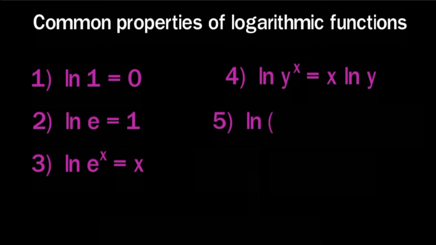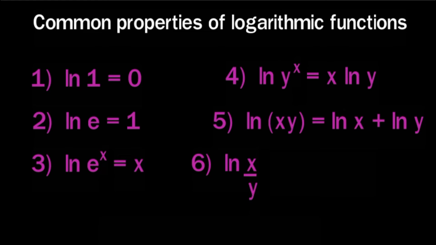Number 5, we have ln xy equals ln x plus ln y. Number 6, we have ln x over y equals ln x minus ln y. So do keep in mind that these are the important properties when you deal with logarithmic functions.